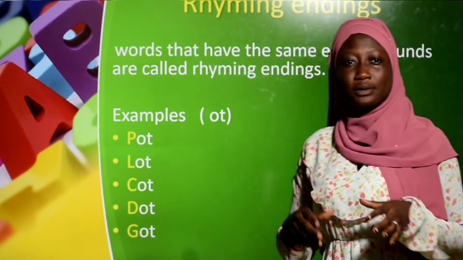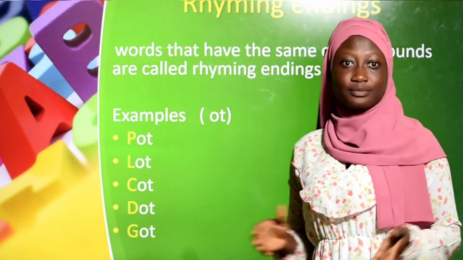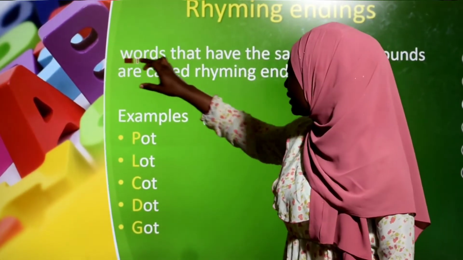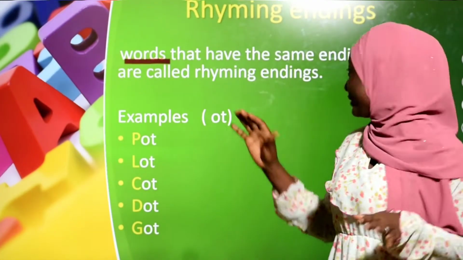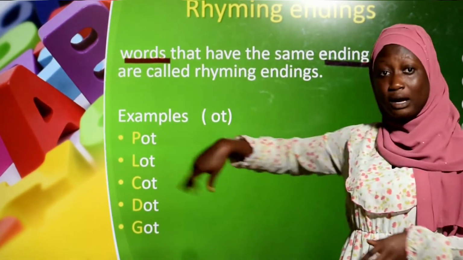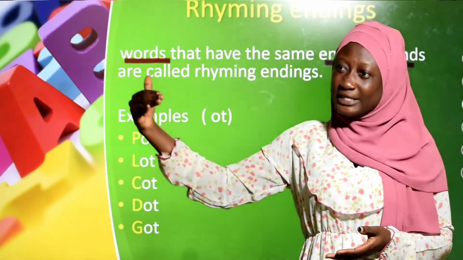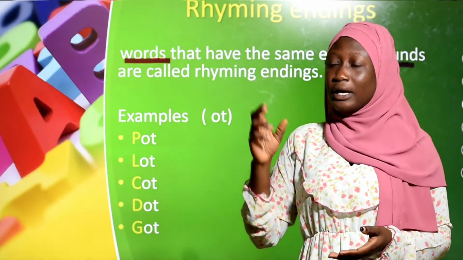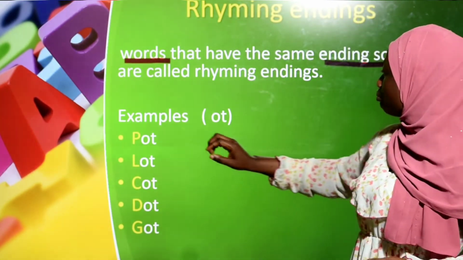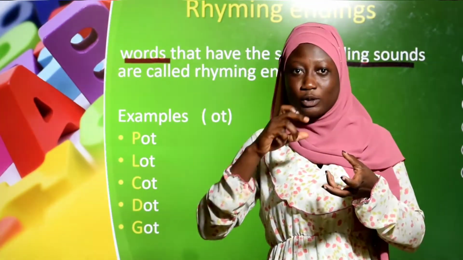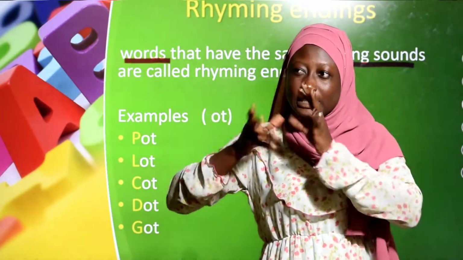Now let's talk about what rhyming endings are. Rhyming endings are words that have the same endings. Like the sound at the end is the same. They are words with the same sounds, like same ending of the sound. Examples are pot. So the ending is ot. Like when you say the word, the ending should have this similar sound.